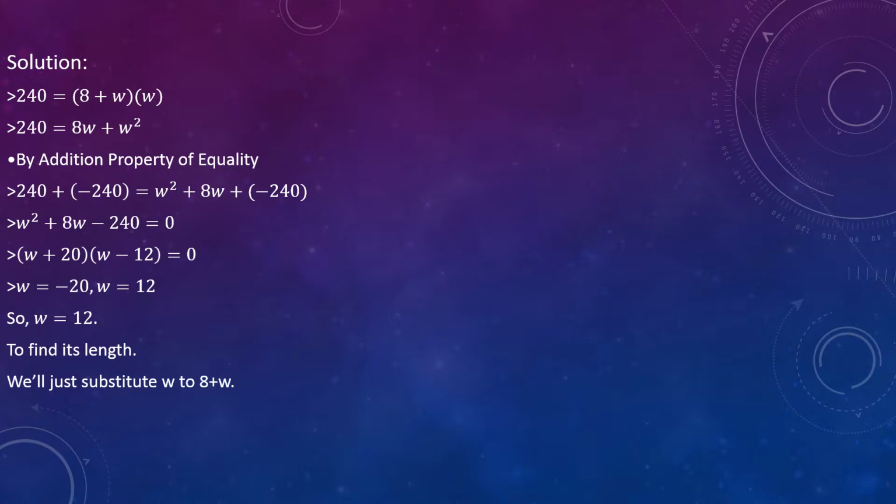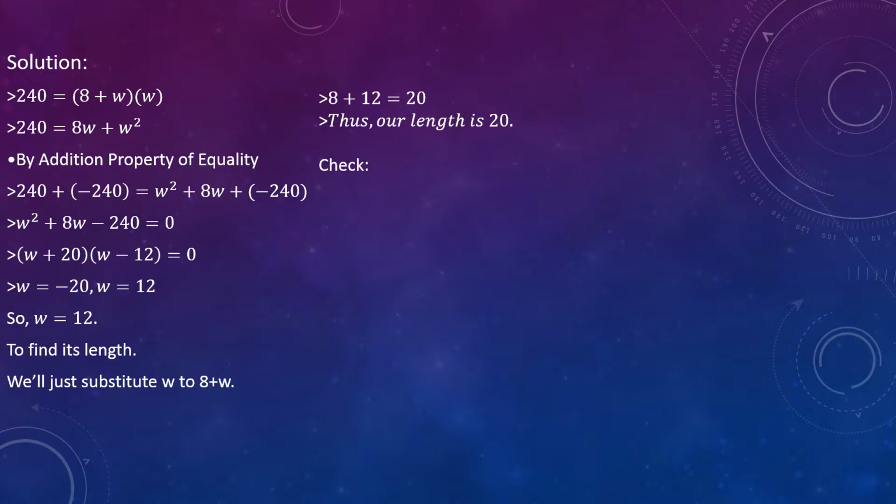To find its length, we'll just substitute the value of W into 8 plus W, which is our length. So 8 plus 12 is equal to 20. Thus, our length is 20.